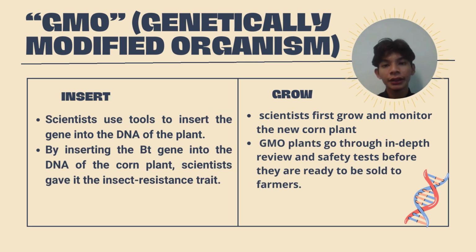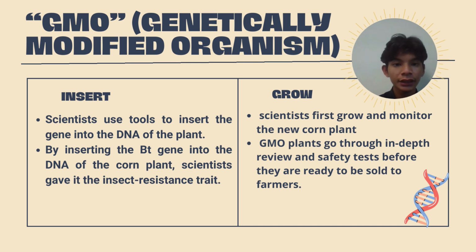The next process is called inserting. In this process, the scientists use tools to insert the gene into the DNA of the plant. By inserting the Bt gene into the DNA of the corn plant, scientists give it the insect resistance trait. And after that, they need to grow it. In the laboratory, scientists grow the new corn plant to ensure it has adopted the desired trait, for example, insect resistance.